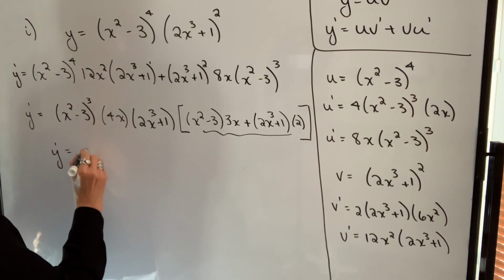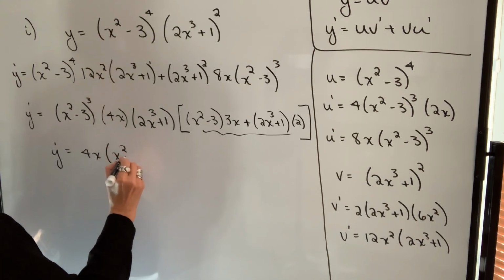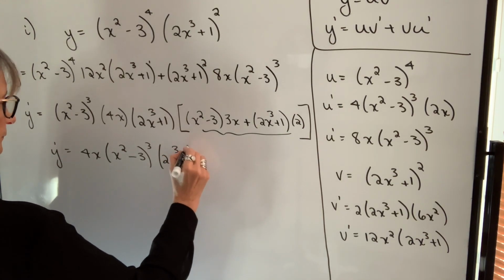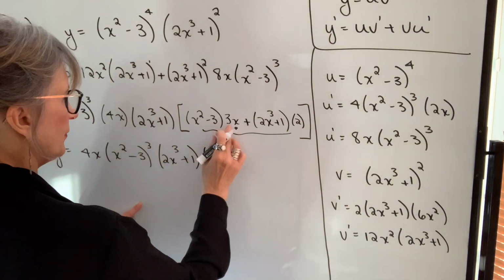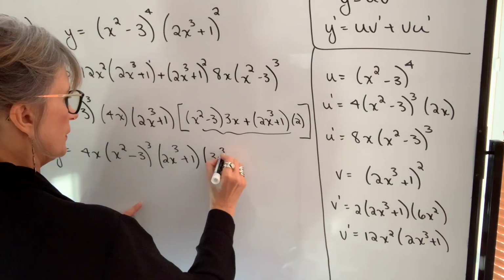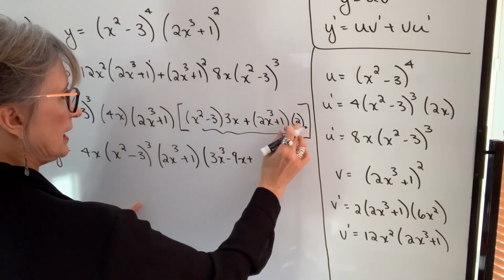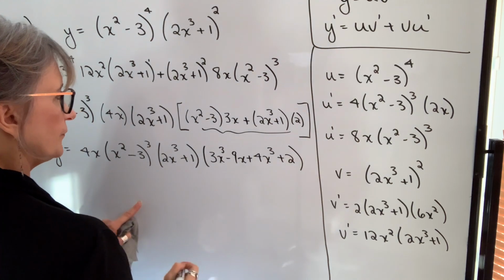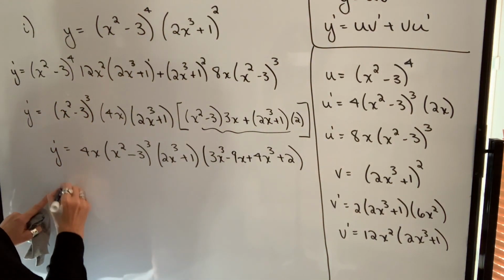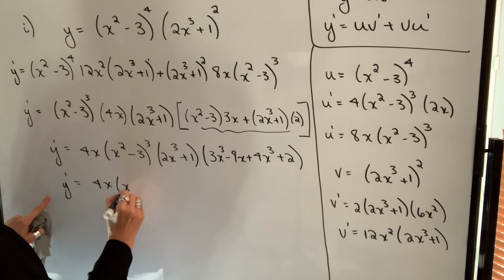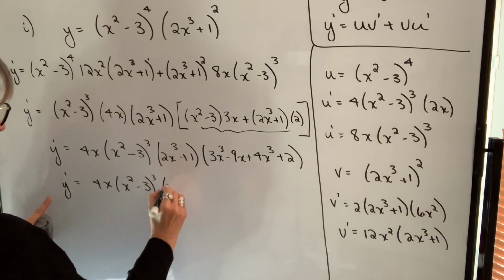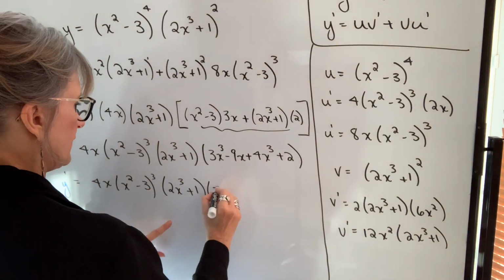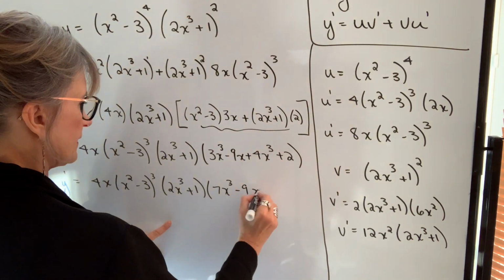I'm going to move the 4x out front, and so I'll be left with 4x times (x squared minus 3) cubed times (2x cubed plus 1). And then inside here, I'm going to get 3x cubed minus 9x plus 4x cubed plus 2. Last step, combine like terms. So I have 3x cubed plus 4x cubed would be 7x cubed minus 9x plus 2.